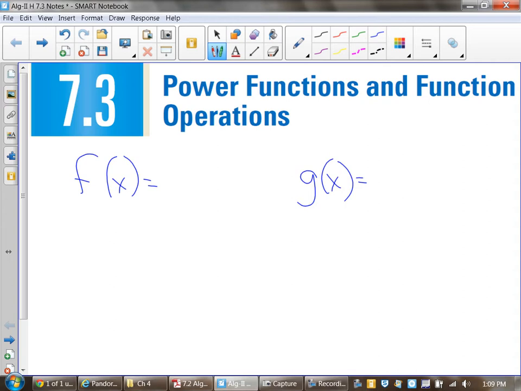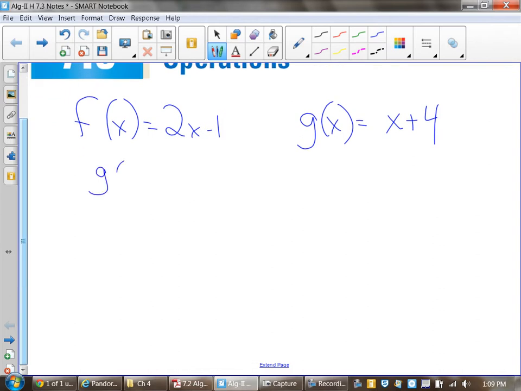Let's say we have two equations. F of x is 2x minus 1, and g of x is x plus 4. All right. Now, if I said, what is g of 8? What would you do? Oh no, that's g. We're looking at g. Exactly. The letter in front tells you what equation to work with. This says work with the g equation. The value inside the parentheses says substitute this into x.